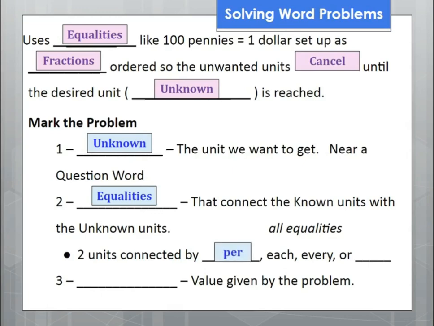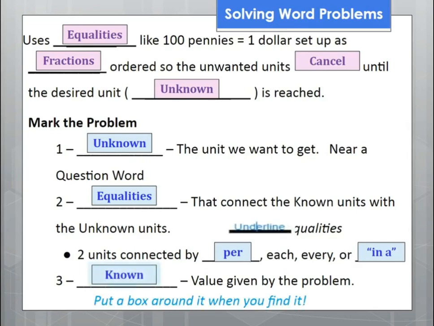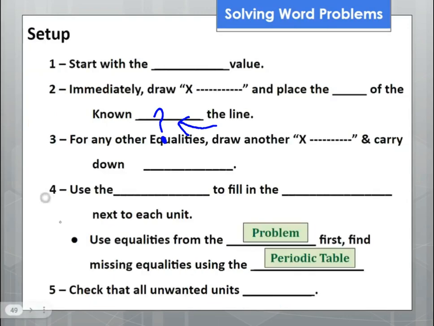We want to check for pers, each, everys, or in us. And we want to underline these equalities, and we want to have our known, which we want to put a box around. So we are going to box our known, underline our equalities, and put a question mark by our unknown, so that way we can find it. So these are how we're going to mark our problem. But once we mark our problem, we then need to solve it.